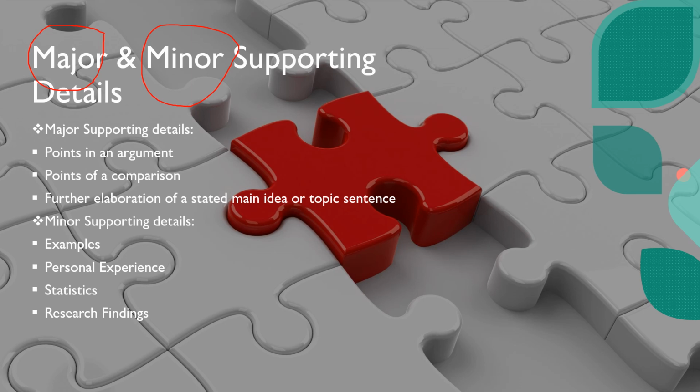So let us look at major supporting details first. Under major supporting details, you can write about an argument, you can also write about a comparison, and you can also write about further elaboration of a stated main idea or topic sentence in your essay. Second, let's look at the minor supporting details. Under minor supporting details, you can provide some examples, personal experience, statistics, and also research findings.